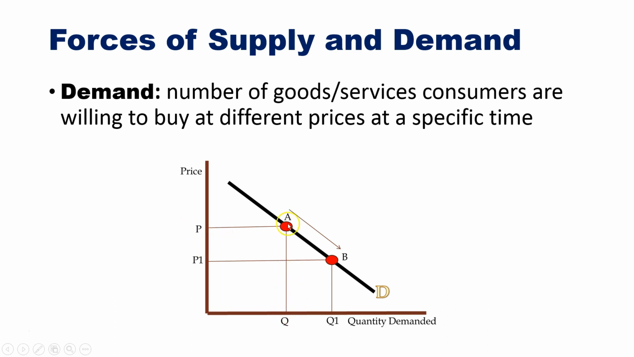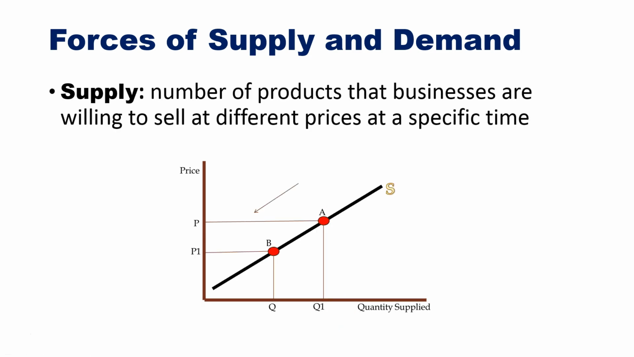At P, here's the point on the demand curve, and the quantity demanded was Q. And then when the price went down, P1, down the demand curve, there was an increase in quantity, as you see here on the x-axis. Okay, and then the supply curve, which is its counterpart, means the number of products that the businesses are willing to sell at different prices at a specific time.